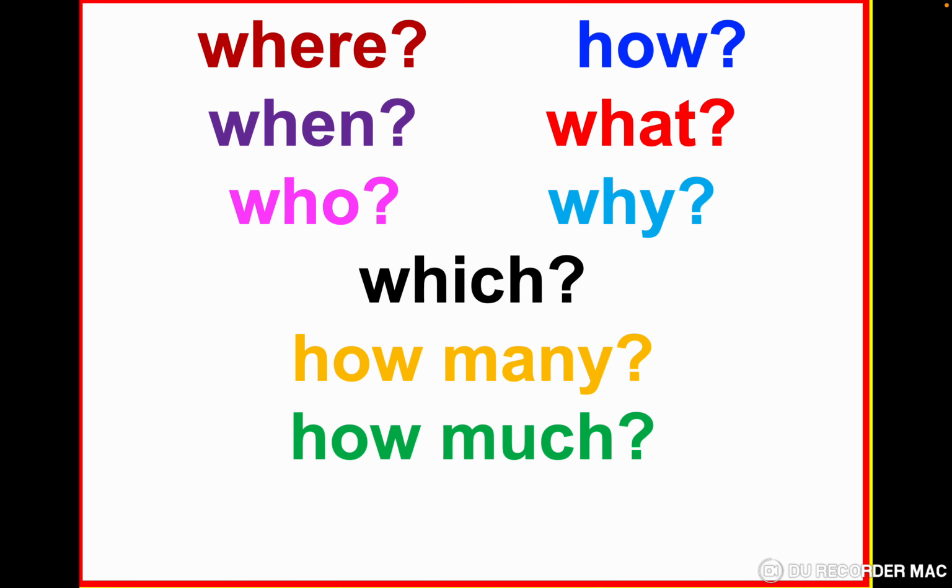So now we are going to repeat the meaning of these words, because some students need to repeat the meaning in order to understand it very well. We use where when we ask about places. We use when when we ask about time. We use who when we want to ask about a person or people. We use how in questions when we want to ask about the method or the manner. We use what in questions to ask about things.